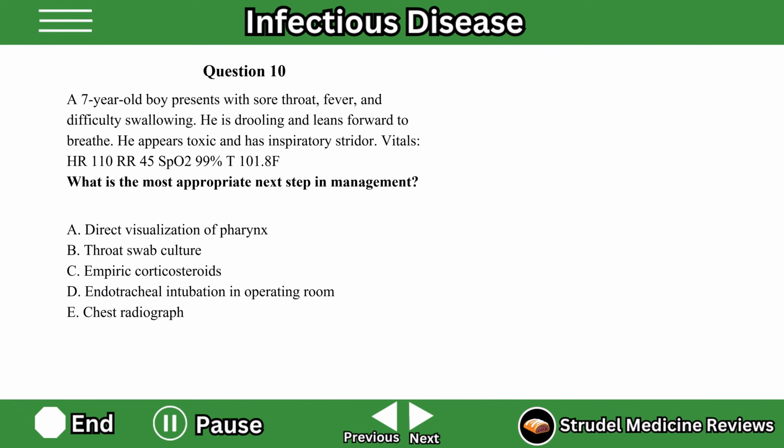A, direct visualization of the pharynx. B, throat swab culture. C, empiric corticosteroids. D, endotracheal intubation in the operating room. Or E, chest radiograph.